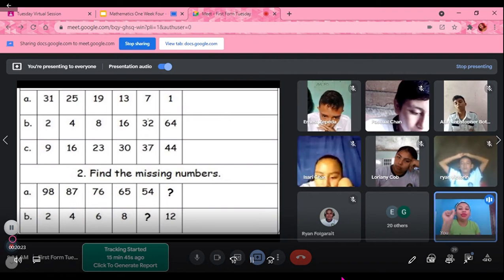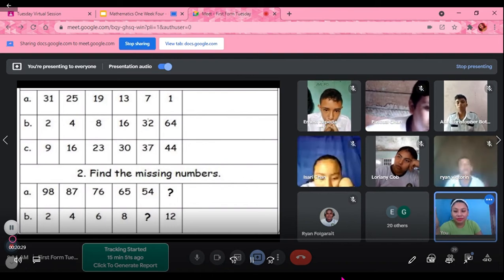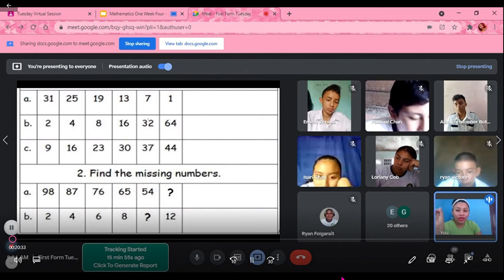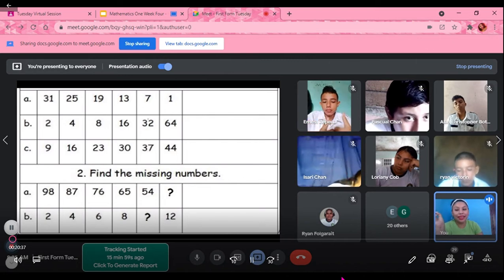All right. So the first one was add 6. This one is times 2. Look at C. You have 9, 16, 23, 30, 37, and 44. What is happening in this pattern?